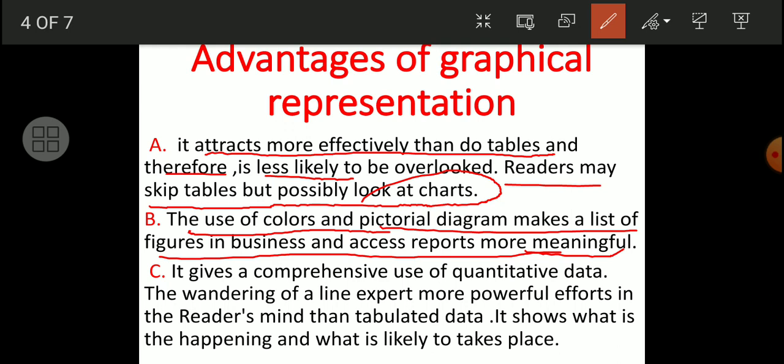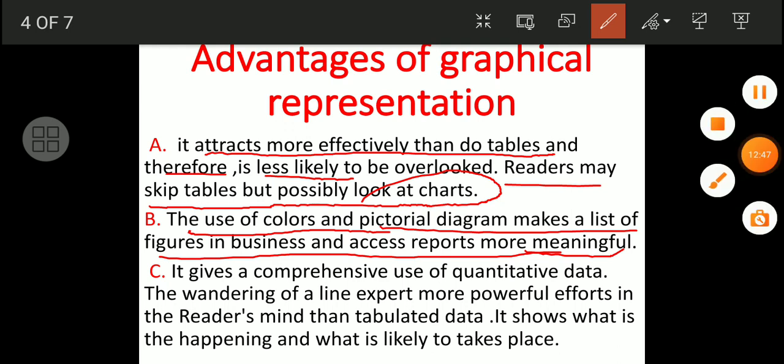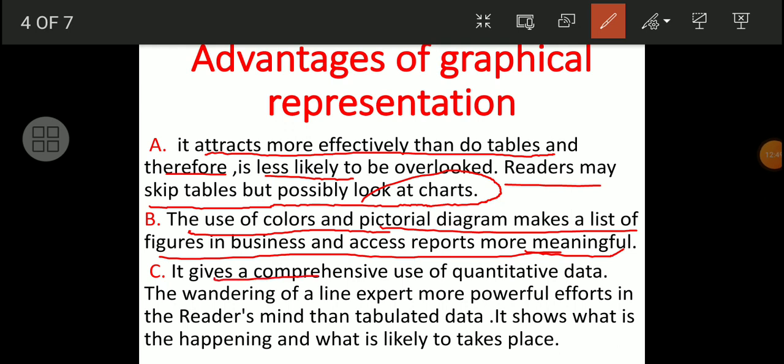So like that one. Now it gives a comprehensive use of quantitative data. The rendering of a line leaves more powerful effects in the reader's mind than tabulated data, isn't it? So immediately with the help of a graph we can understand. As we have already seen in the case of a tabular representation, one of the most important advantages is that they are self-explanatory. Here, not only are they self-explanatory, but the graphical data is also easily digestible by the fellows.